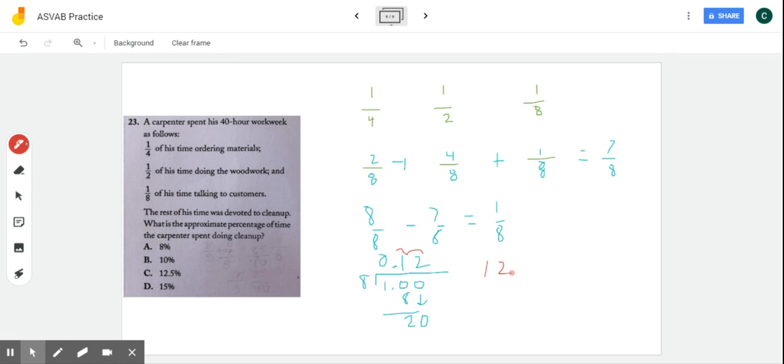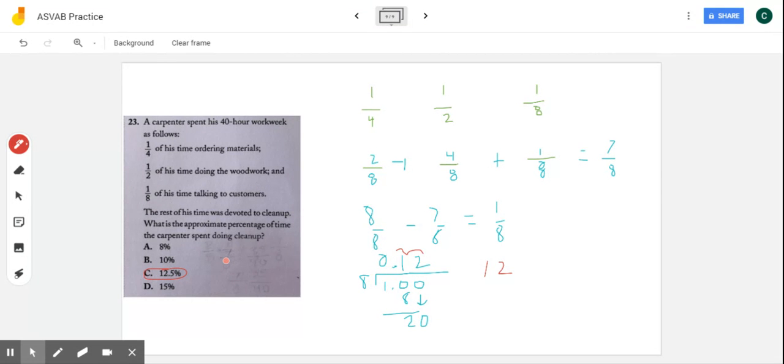And you could keep going with that long division, but our only option that makes sense for 12, like if over here in our answers we had 12.2, 12.7, 12.9, then we'd have to keep going further to see what comes after the 2. But since our only 12 option is 12.5, we can just stop there.